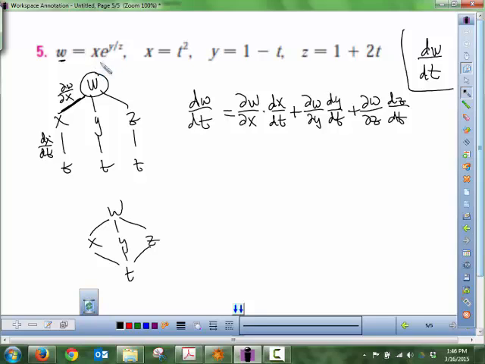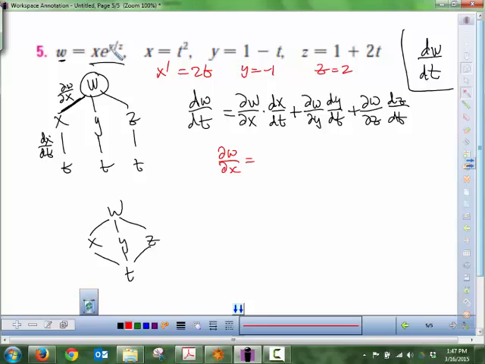So we need to figure out our partial derivative of w with respect to x, and then with respect to y, and then with respect to z, and then we need these simpler derivatives. These simpler derivatives are easy, so I'll do that first. dx/dt is 2t, dy/dt is equal to -1, and dz/dt is equal to 2. That one was easy. Now we need to figure out the w's. So dw/dx.